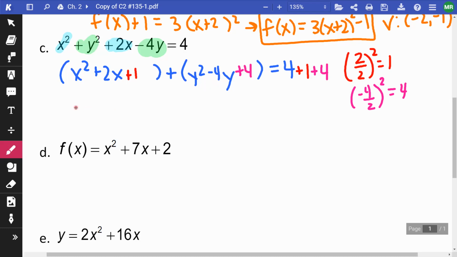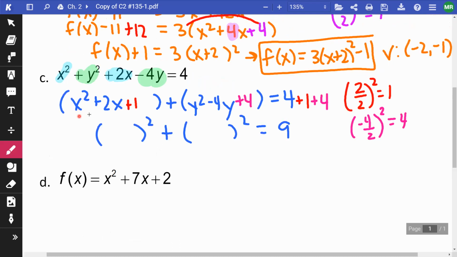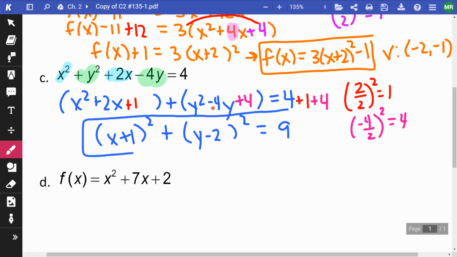And now I need to write this as 2 squares. So I'm going to have something with an x squared and something with the y squared equals 9 when I add that up. And so my first parenthesis is going to be x plus, and then I take half of my 2, which is 1. That's going to be x plus 1. My second one's going to be y minus because of the minus here. And half of -4 is -2. So this is going to be a -2. And that is our equation of a circle.